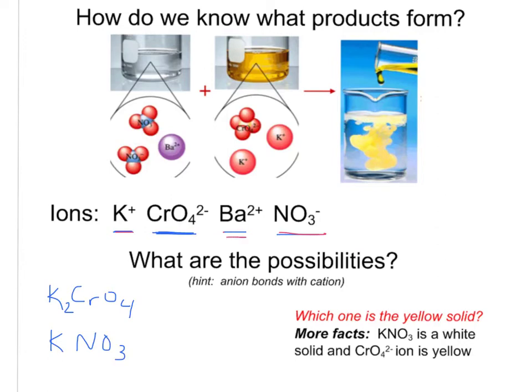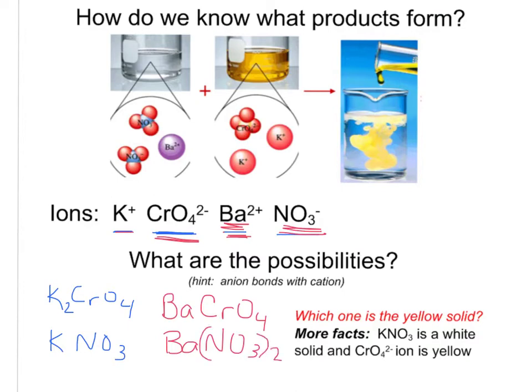Both of those have a -1 charge, so that's a neutral compound right there. Now let's look at barium. When we have our barium cation, that could combine with the chromate. Those are both +2 charges, so that's a neutral compound like that. We also have barium and nitrate, so let's write that one down, barium nitrate. In this case, nitrate is only a -1 charge, barium's a +2, so we need 2 nitrate ions.